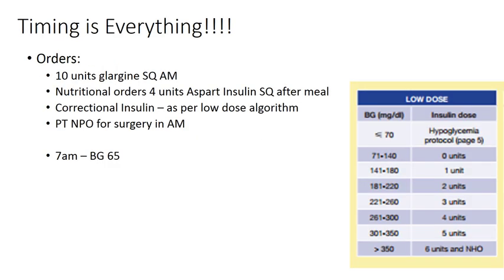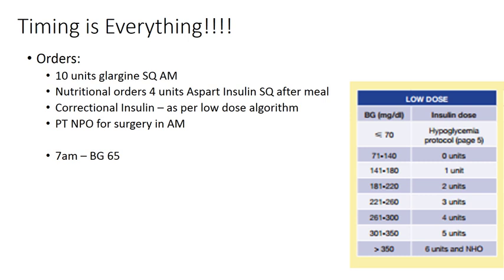Okay, so timing is everything. Let's consider the orders. Okay, a person is normally ordered 10 units of glargine sub-Q every morning. Nutritionally, they get 4 units of aspart insulin sub-Q after each meal, and then correctional insulin as the low-dose algorithm. This person is NPO for surgery in the morning. At 7 a.m., their blood glucose is 65. What do you do?